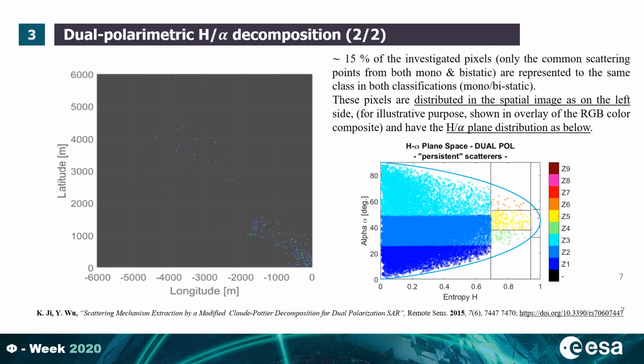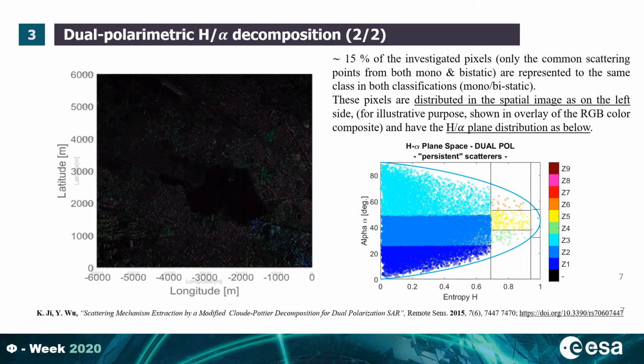For a comparative assessment, the decomposition method is applied only on the set of common pixels from both monostatic and bistatic data. A similar classification pattern was shown, with the vast majority of scattering points distributed in the zones of small entropy values, here in shades of blue, and only with variations in their percentage distribution between monostatic and bistatic classes. Of the entire set of pixels, a small fraction are represented in the same class for both cases. Their spatial distribution on ground, as well as location in the entropy alpha feature plane, is shown on screen.